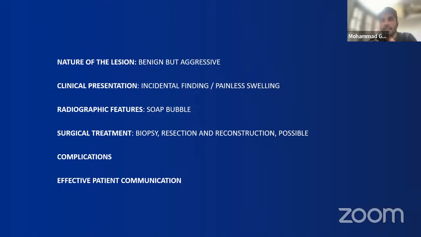If we look at the clinical features between a cyst and a tumor, a cyst more or less expands only one of the cortices, most commonly the buccal cortex, whereas in a tumor there is expansion of both cortices, buccal as well as lingual. Cysts often do not present with resorption of adjacent teeth, whereas tumors can cause resorption of adjacent teeth. If we have this sort of basic understanding, then we can efficiently manage these kinds of cases.